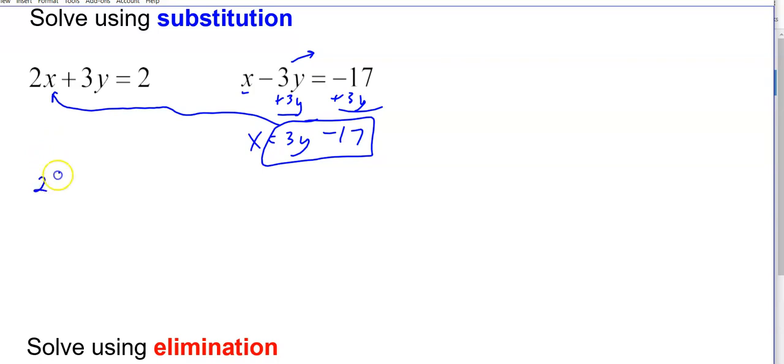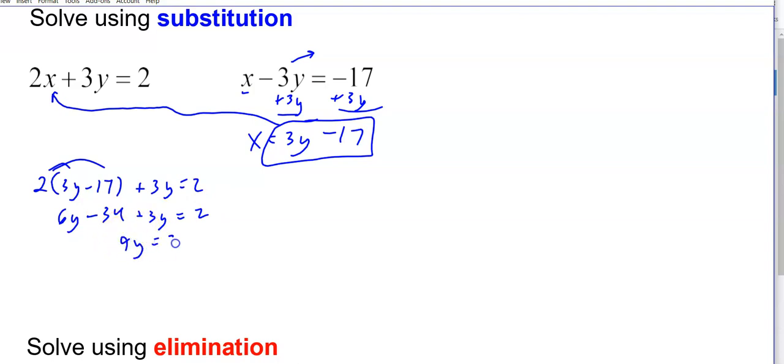So this would be 2 times, instead of x, it's going to be 3y minus 17, plus 3y equals 2. So distribute there, we get 6y minus 34 plus 3y equals 2. I'm going to add 34 to both sides and combine like terms, so I get 9y equals 36. Divide by 9, divide by 9. Y equals 4. You've probably seen this kind of problem before.